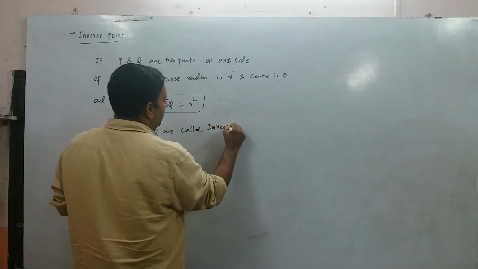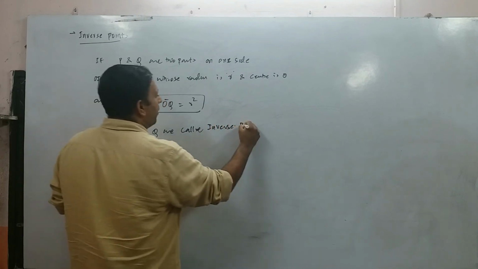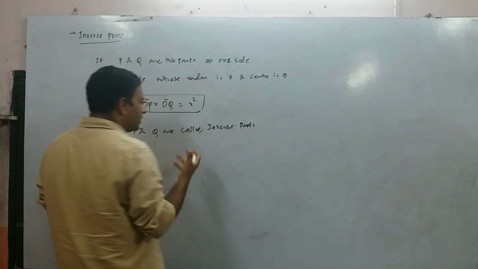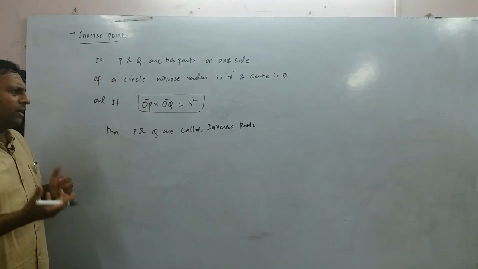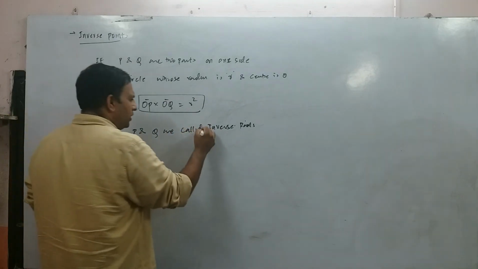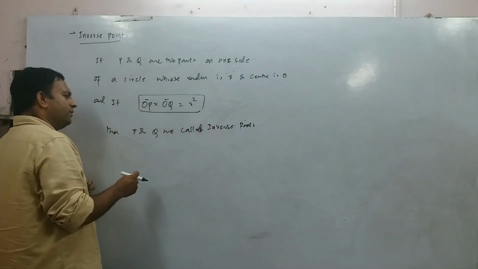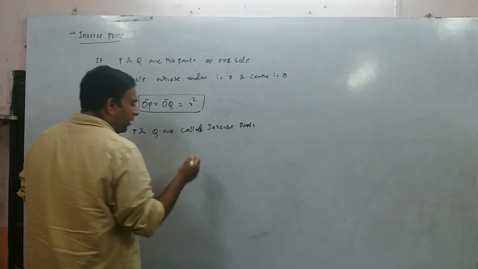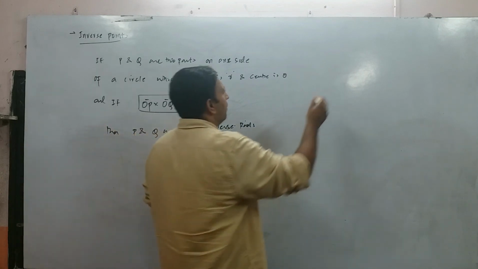Then P and Q are called what? Inverse points, right? So I don't find this concept these days in your +1 and +2 or in entrance examination, but somewhere it is also mentioned in few reference books as well. So they are called inverse points. Let me draw the figure for you for inverse points.